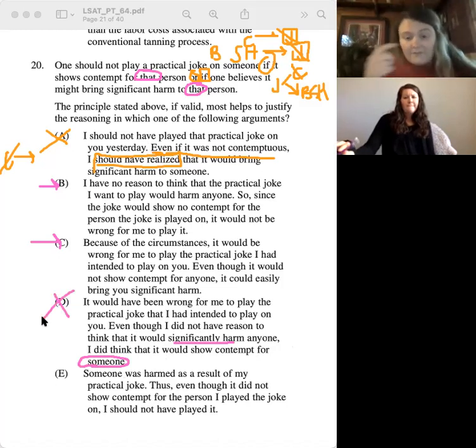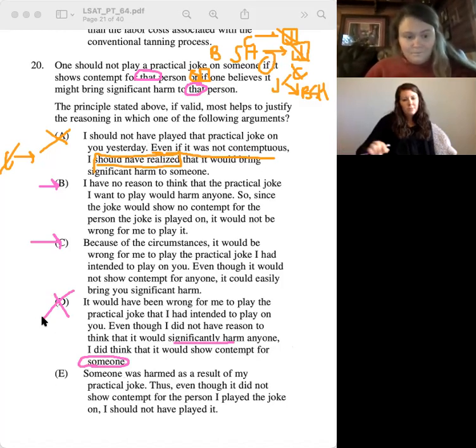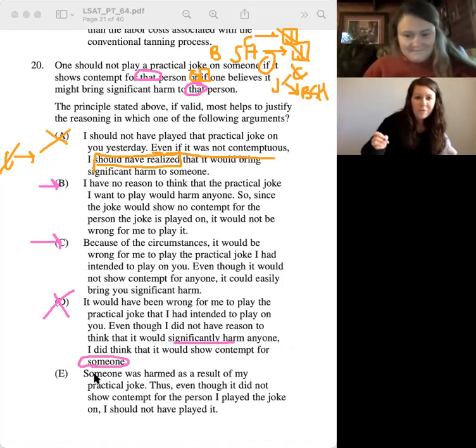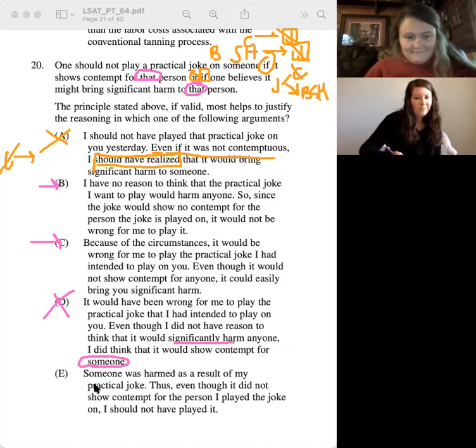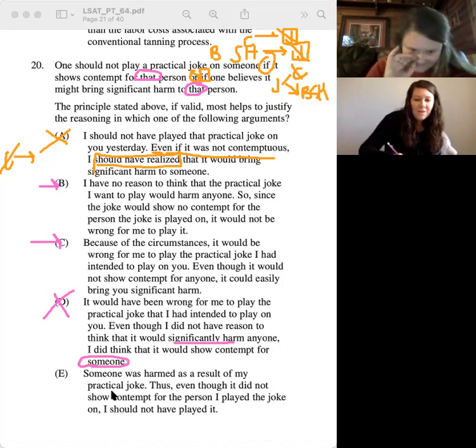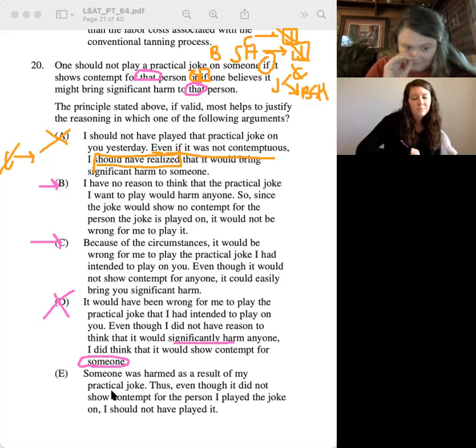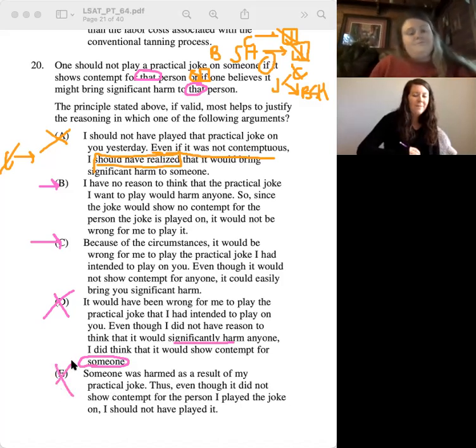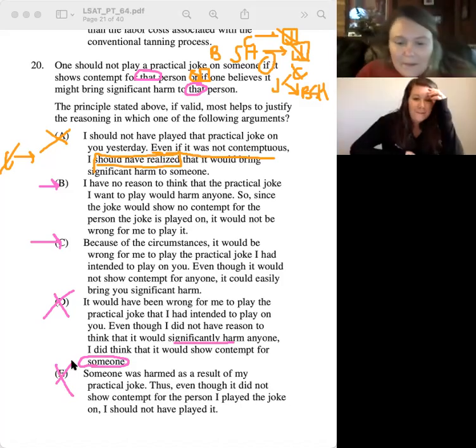Compared to some of these other ones that are very difficult. Someone was harmed as a result of my practical joke. Thus, even though it did not show contempt for that person I played the joke on, I should not have played it. Okay, so somebody got hurt, but I don't know if they believed that. So it can't be our answer because we don't know. Yeah, I don't know about that one. All right, so now we're between B and C.